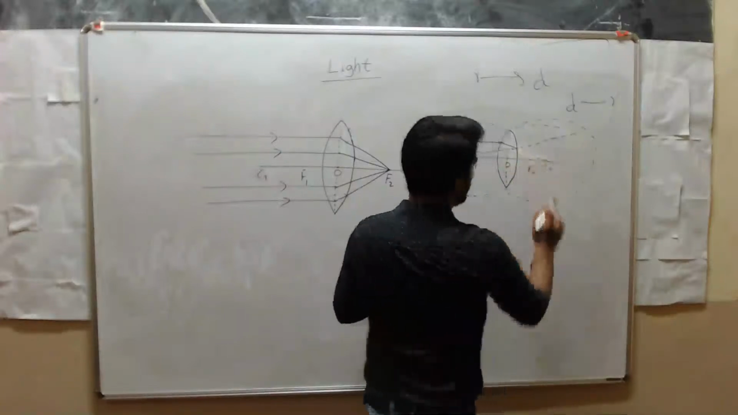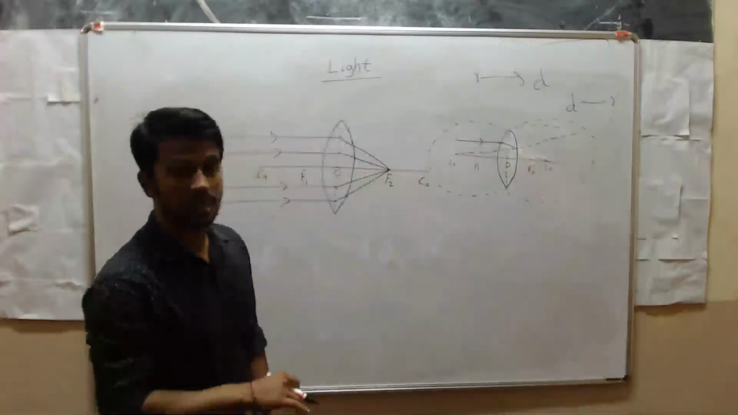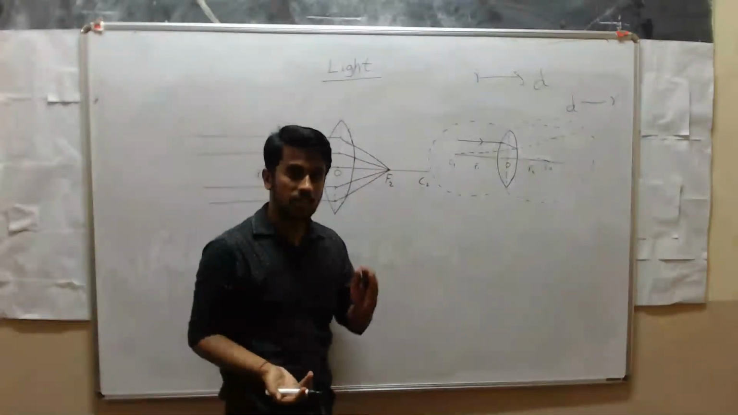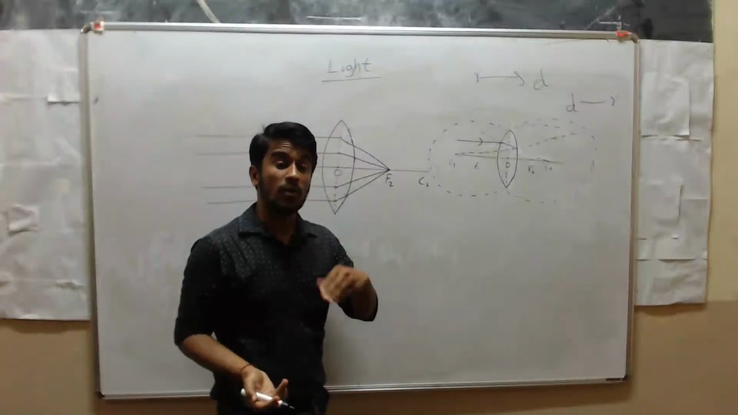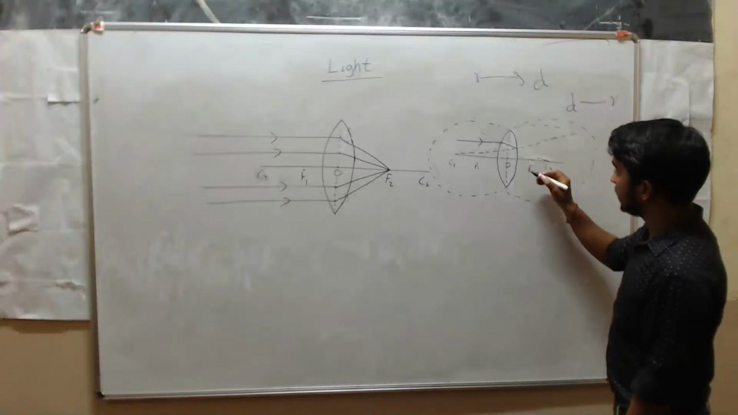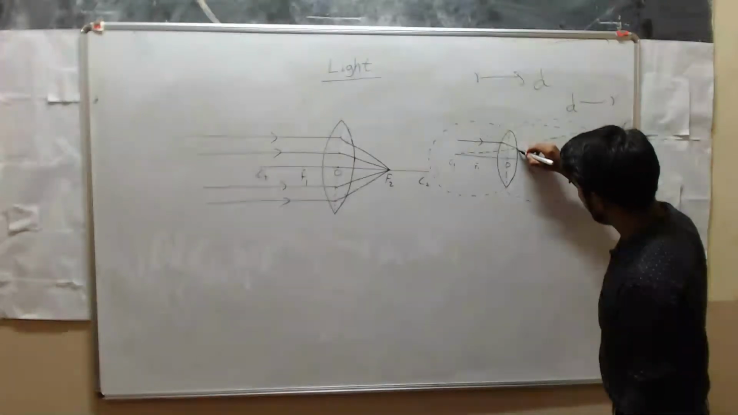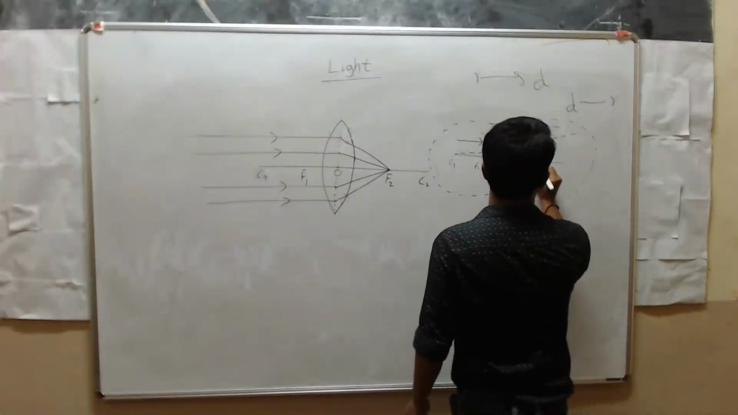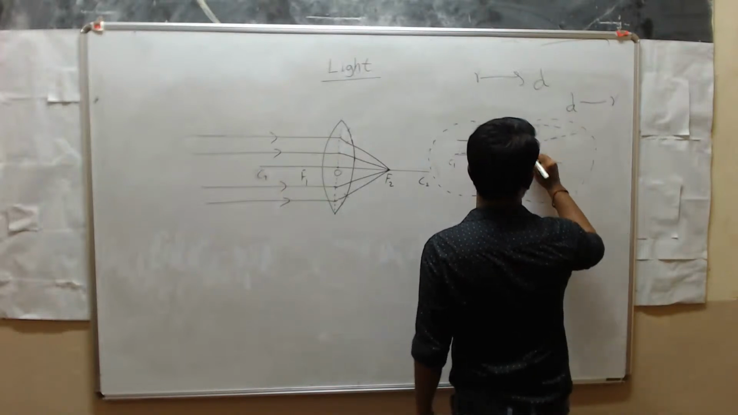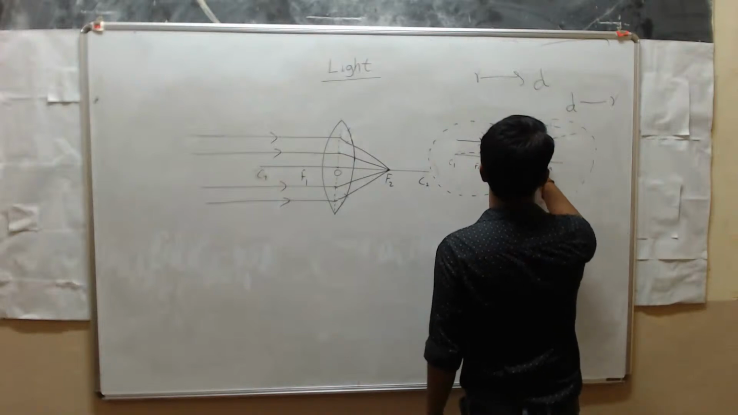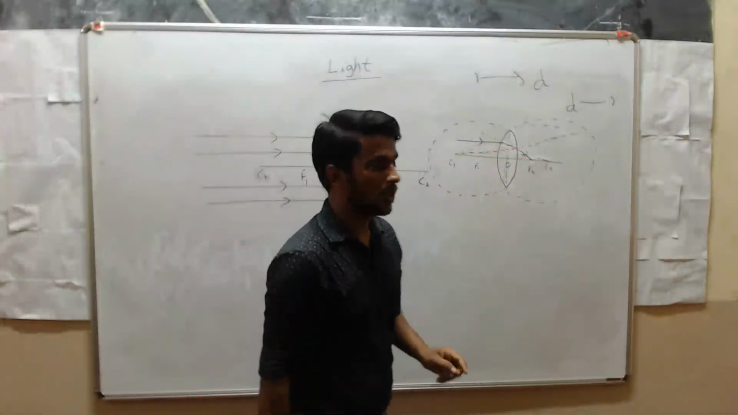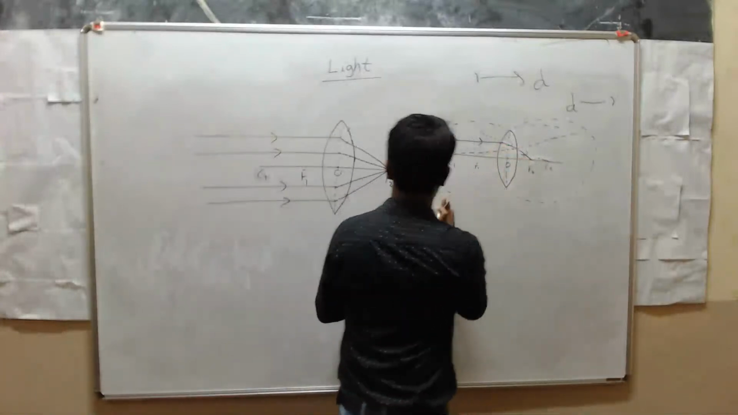Now the ray of light is traveling from denser to rarer medium. In this case, the speed of light increases. So that's why it bends away from the normal. So this is the normal, and that's why it bends away from the normal. So after refraction it will travel through F2.